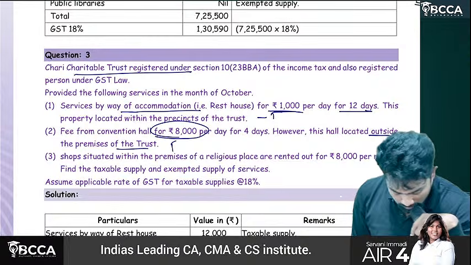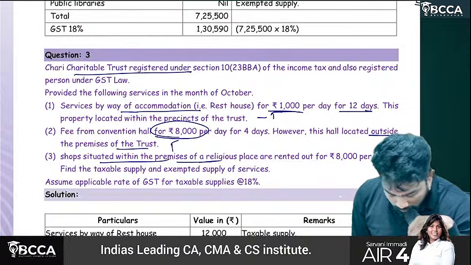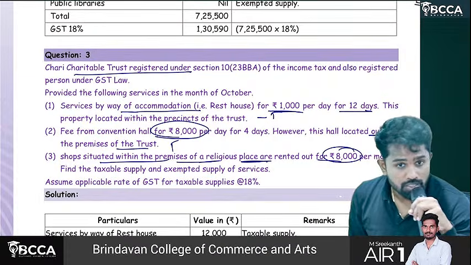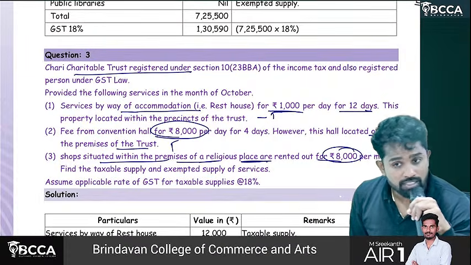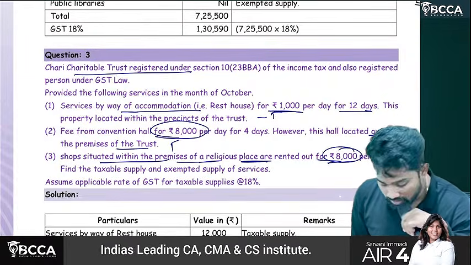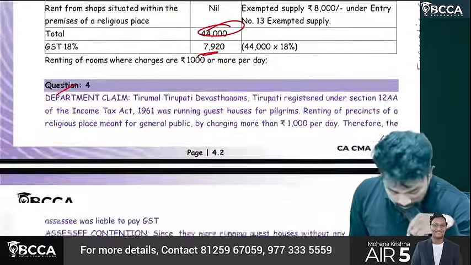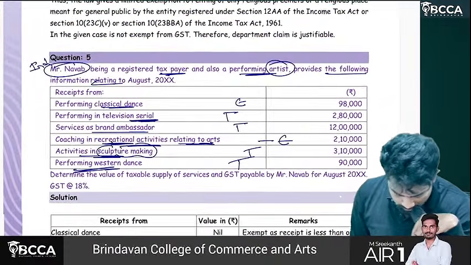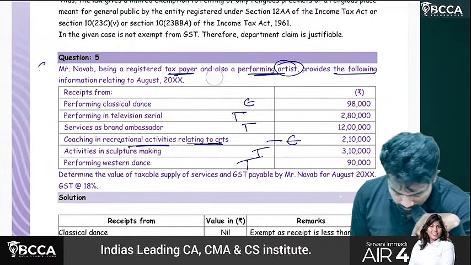Then shops situated within the premises of a religious place are rented for 8,000 per month. Sir, up to 10,000 per month, I mean less than 10,000 per month, is exempted. So less than 10,000, it is also exempted. Then question 4 is not needed. Then question number 5, sir.